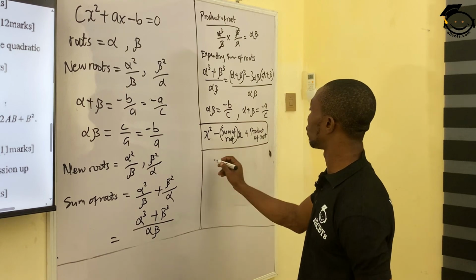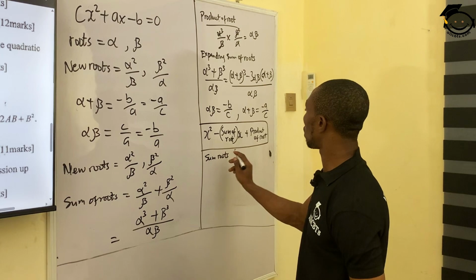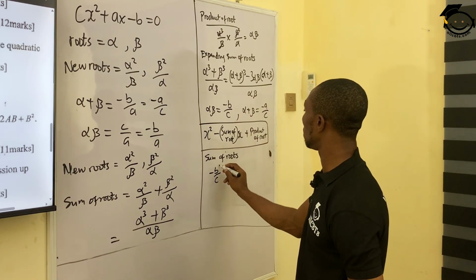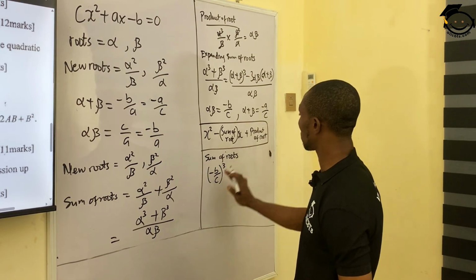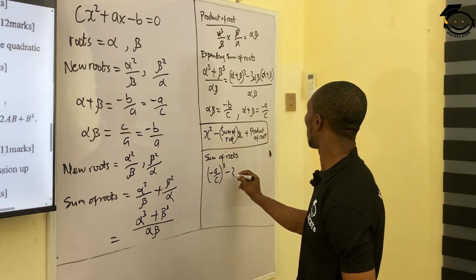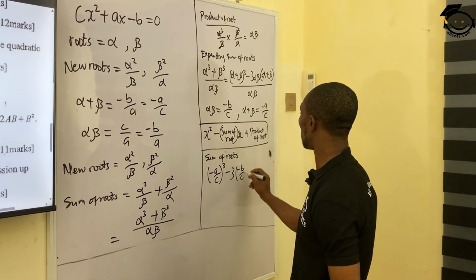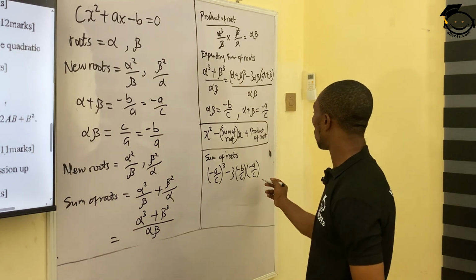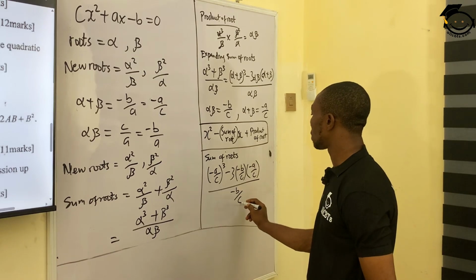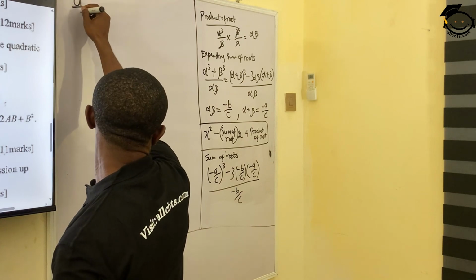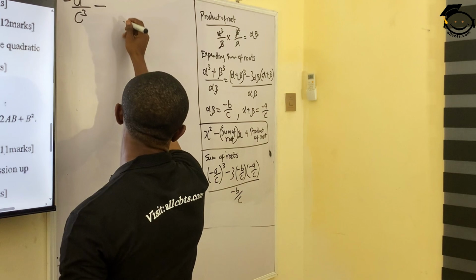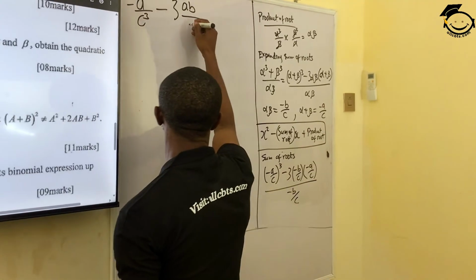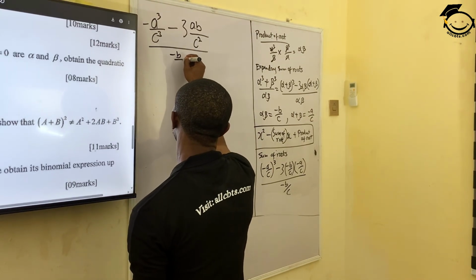So back to our sum of roots. What will our sum of roots be? Our sum of roots will become, alpha plus beta is minus A over C, cube, minus 3 alpha beta, minus B over C, against minus A over C. Now, all over minus B over C. All right, expanding this, we're having A cube all over C cube minus A cube over C cube, minus 3 B times A will give us AB all over C times C will give us C squared, all over minus B over C.